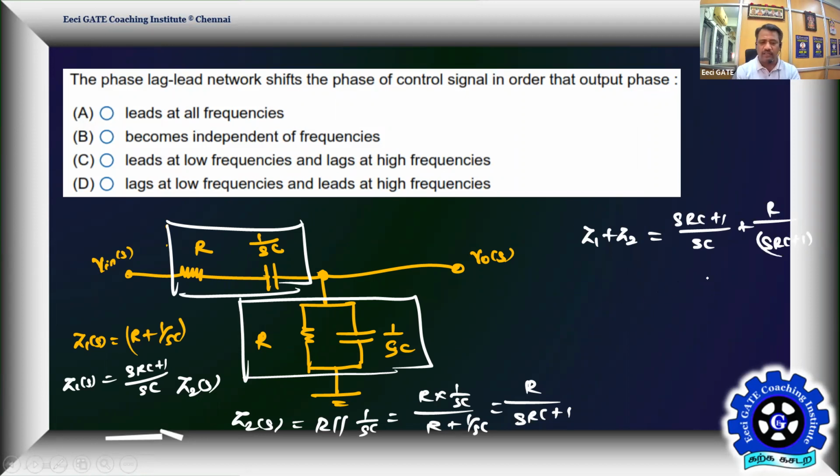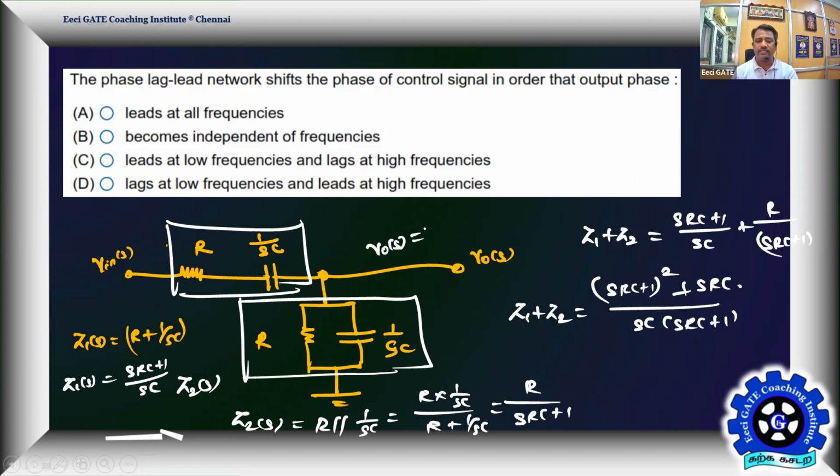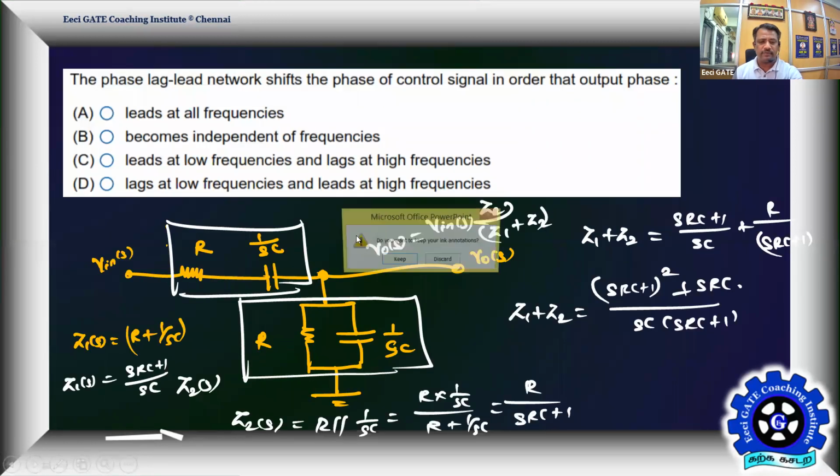I need this, that's why I'm going for that. So Z1 plus Z2, taking LCM, is equal to SRC plus 1 the whole square plus SRC, divided by SC into SRC plus 1. Why do you need this? Because V naught of S by potential division is V in of S into Z2 divided by Z1 plus Z2. Z2 is already available. We'll go for the transfer function V naught by V in.